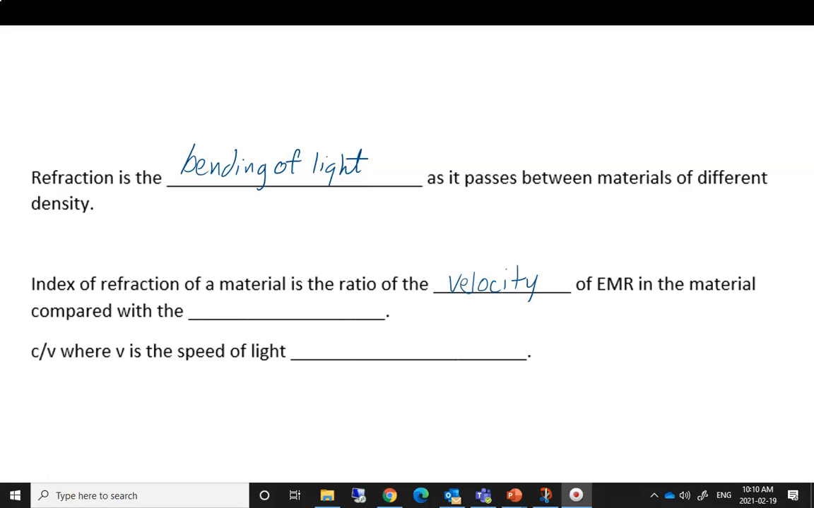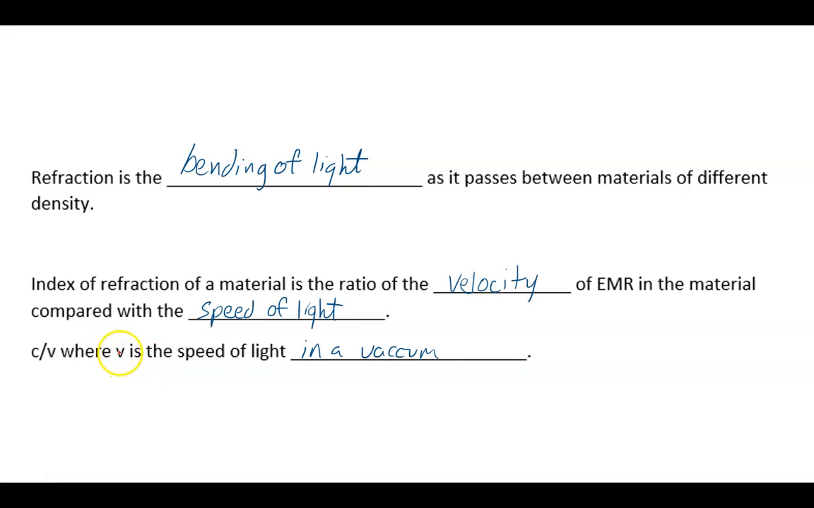What that means is that you will have an index of refraction. That's a ratio of the velocity of EMR in a material compared to the speed of light. C over V, that should say C over V; make that adjustment there. C is the speed of light in a vacuum. And so this index of refraction we often refer to as n. It is a ratio of how fast something is.